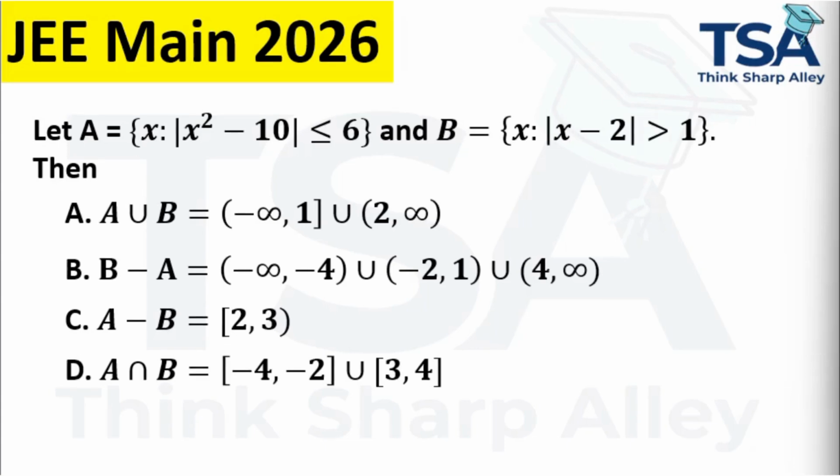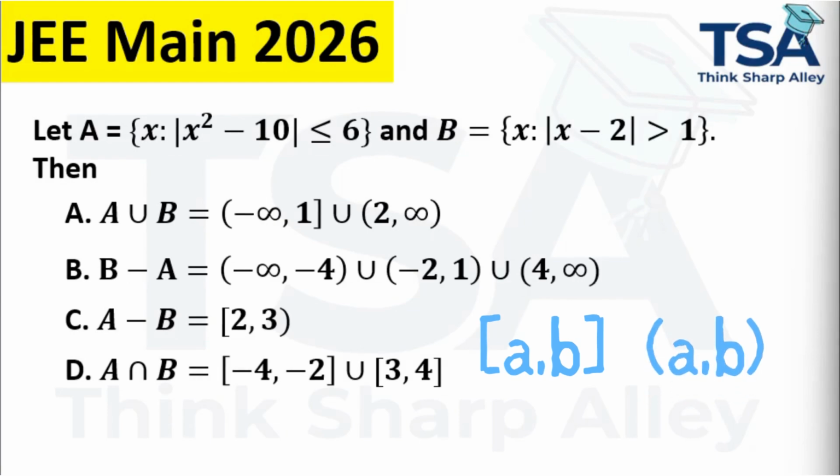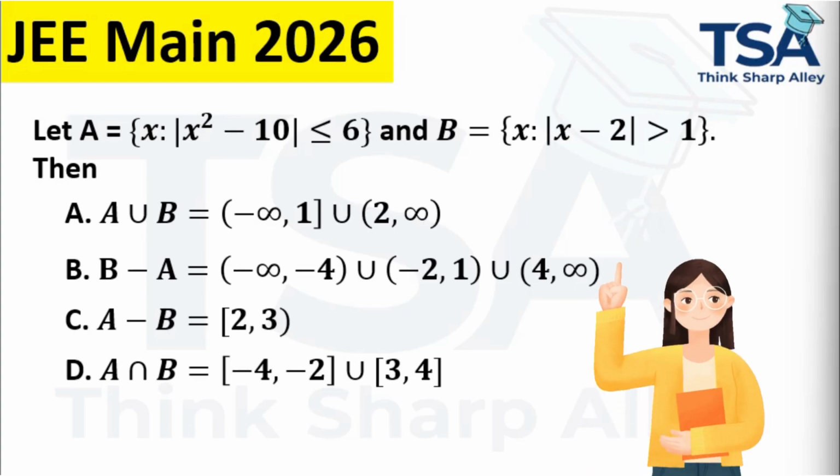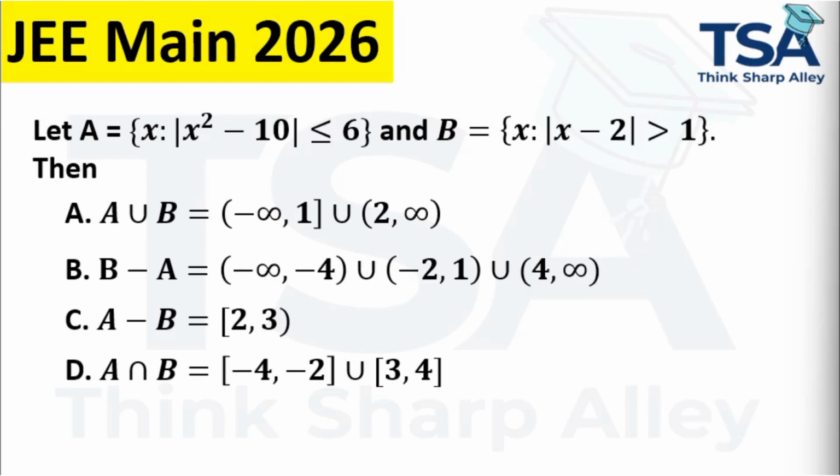In JEE Main, the difference between a square bracket and a parenthesis is the difference between +4 and -1. Today we are tackling a sets and inequalities problem from the 2026 series, that is a masterclass in boundary traps. Let's think sharp and decode these intervals together.